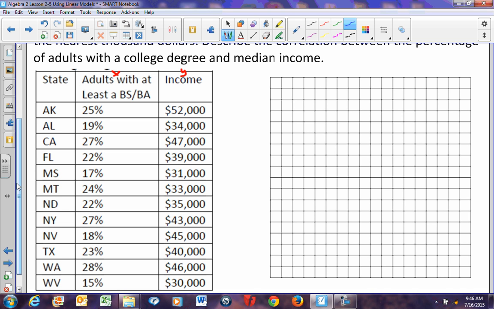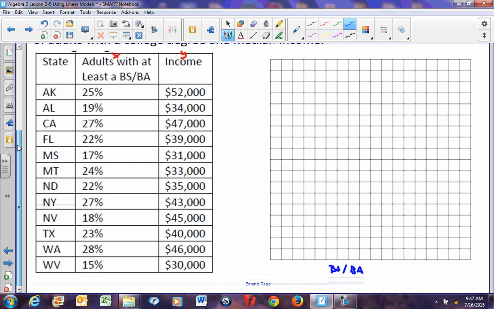So, I'm going to first label my graph. So this would be degree, okay, BS degree or a BA degree. And I'm going to have to give this a little more space here, because I also need to be able to write on my scale. And then the other one is going to be my income in dollars.